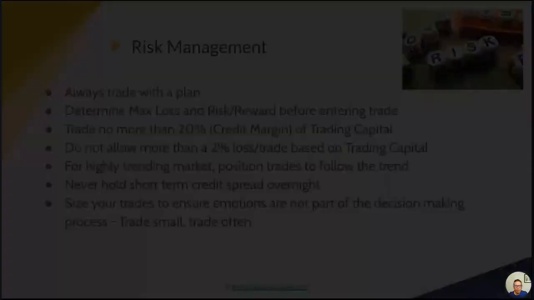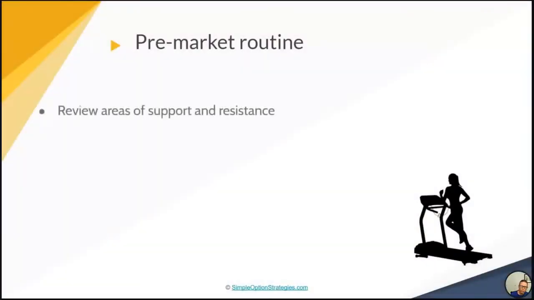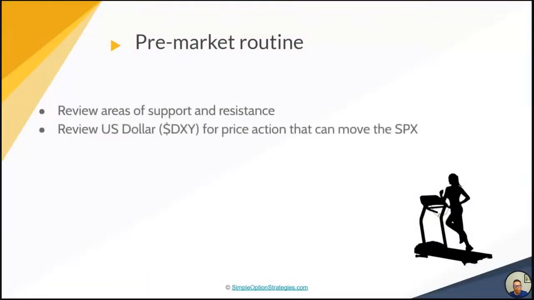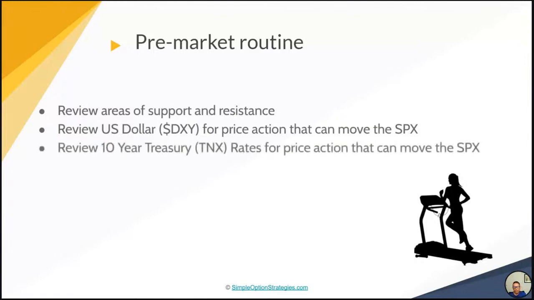Okay. My pre-market routine includes reviewing the areas of support and resistance, and we'll talk about that a little bit. Reviewing the dollar, because when the dollar is going down compared to other currencies, it means that the S&P 500 companies will benefit from that, because their products are cheaper to the rest of the world. Okay, that's just the way it is. Treasury rates, and I'm sure you've heard a lot about treasury rates going up, and inflation going up, and the Fed not being ahead of the curve.